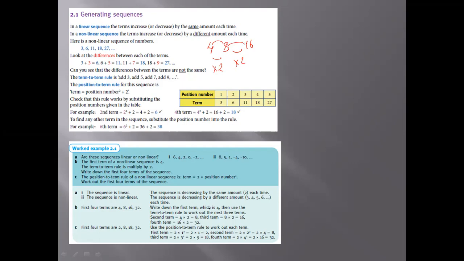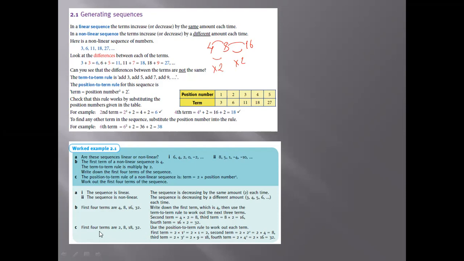Write down the first term, which is 4. Then use the term-to-term rule to work out the next 3 terms. The second term is 4 times 2 is 8. The third term is 16. And the fourth term is 32.